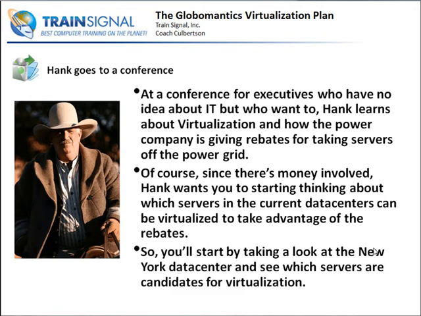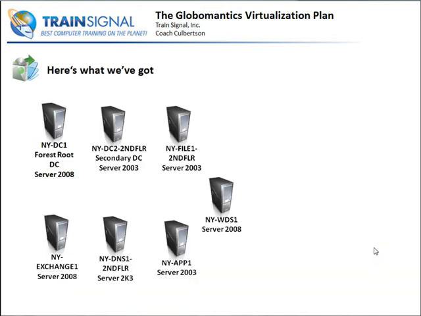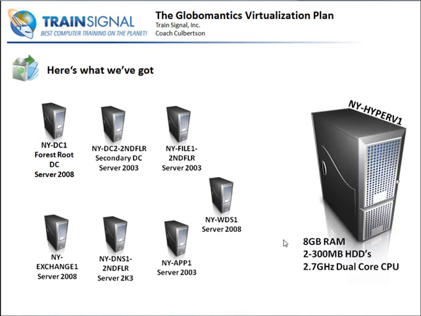So we're going to start by taking a look at the New York data center and see which servers there are candidates for virtualization. So here's what we've got. We've got 7 servers in our current New York data center, and Hank is going to spring for one nice big fat box with 8 gig of RAM, 2 300 megabyte hard drives, and a 2.7 gigahertz dual core CPU. That should be enough for us to run Hyper-V on. We shouldn't have a problem with that. Of course, remember that we need to install Server 2008 64-bit Enterprise Edition on this box if we're going to be doing a lot of Hyper-V stuff. Let's see what we got here.